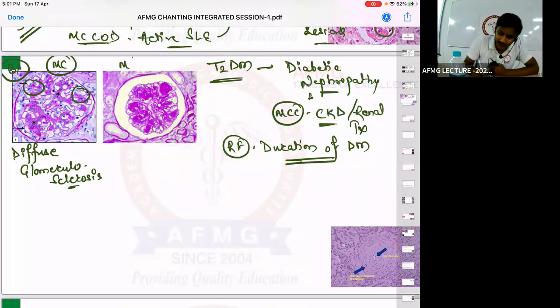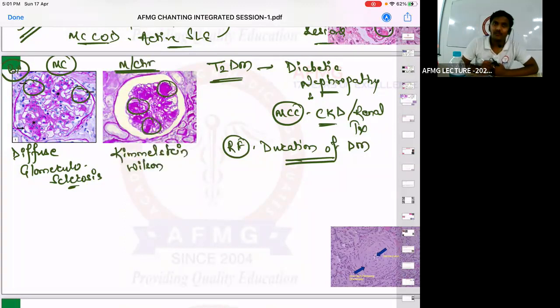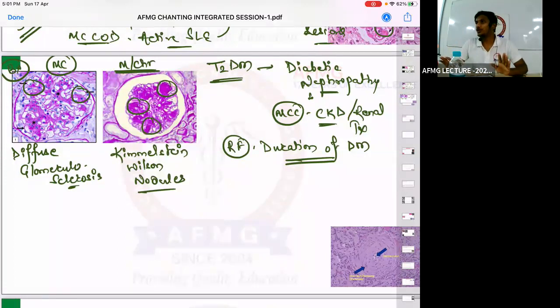If I ask you most characteristic or most specific kidney biopsy finding, then it is nodular glomerulosclerosis, which is also known as Kimmelstiel-Wilson nodules. Wire loop lesions are seen in lupus nephritis. No issues. Most common, diffuse glomerulosclerosis. Most characteristic or most specific, Kimmelstiel-Wilson nodules. Any issue with this?